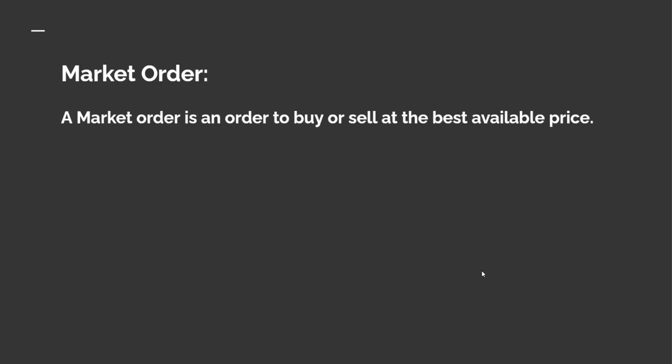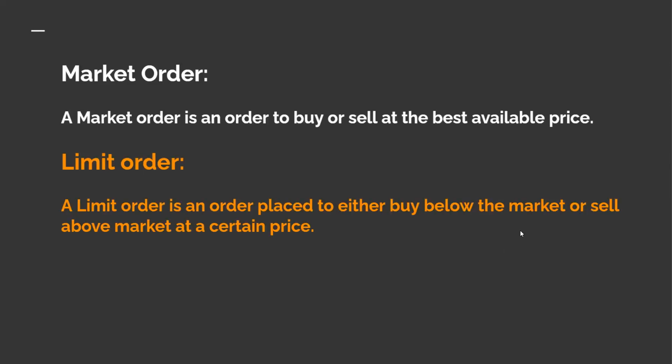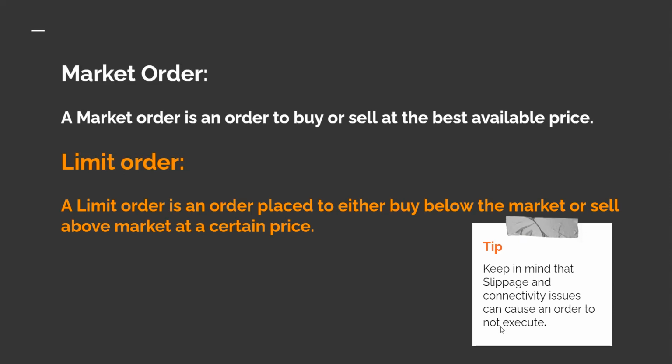Market order. A market order is an order to buy or sell at the best available price. A limit order is an order placed to either buy below the market or sell above the market at a certain price. And a tip, keep in mind that slippage and connectivity issues can cause an order not to execute.